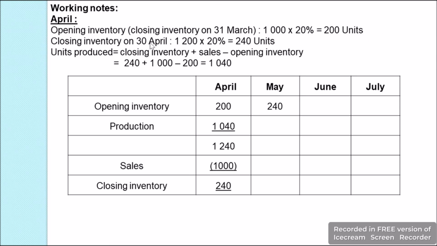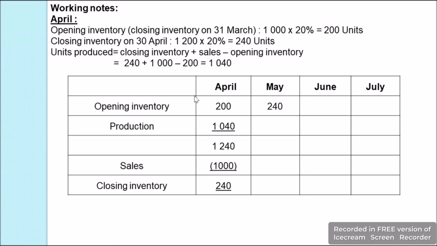Then the closing inventory will be 20% of May's sale. In May we have the sales as 1200 units, and 20% of this will be 240 units. So now the units produced will be the closing inventory, which is 240 units, plus the sales, which is 1000 units for April, minus the opening inventory, which is 200 units. So we will get units produced as 1040.